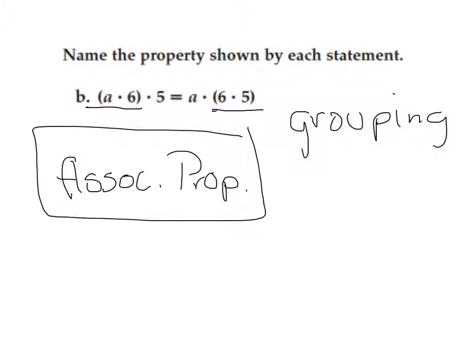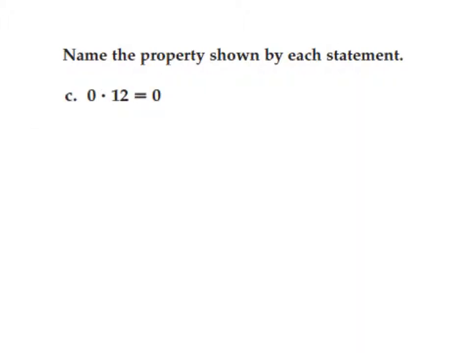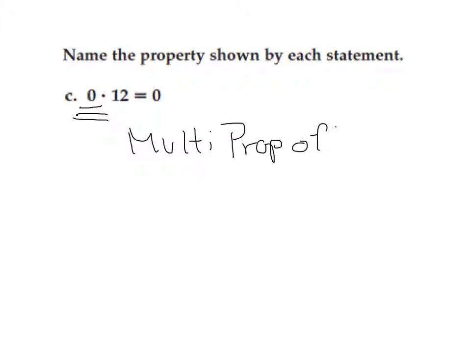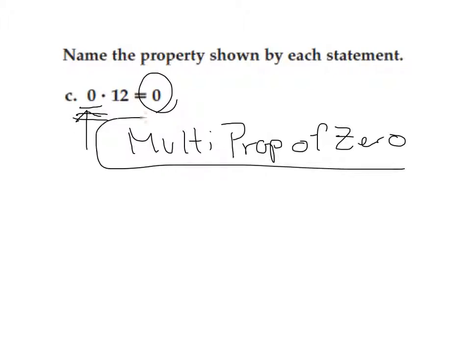There you go. Here we have the same directions again. I have to figure out which property it is. I notice that we are multiplying by 0, and that's a key. So that is, for us, ladies and gentlemen, the multiplicative property of 0. And to remind you what that is, anytime you multiply by 0, the answer is 0. And that's the name of the property.